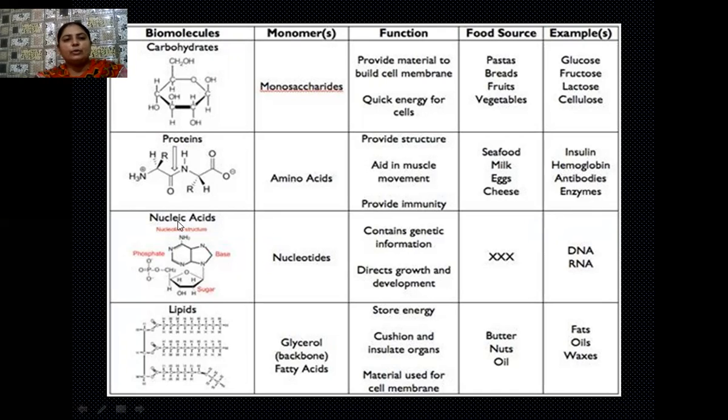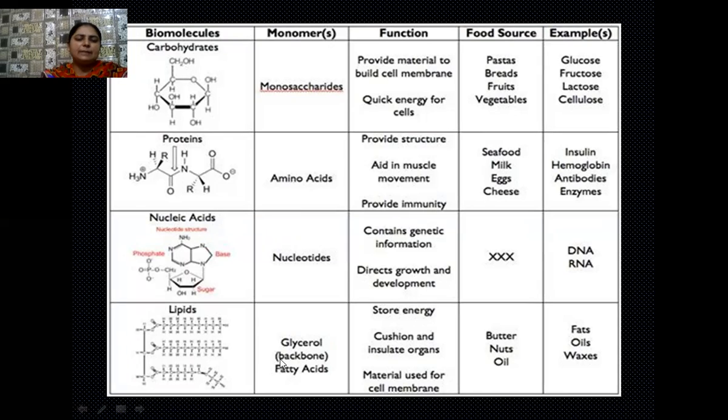Third category is of nucleic acids. Here the monomeric units are nucleotides. These contain the genetic information and direct growth and development. For these nucleic acids, we have not shown the sources here. They are generally present in the chromosomes. And examples are DNA and RNA.